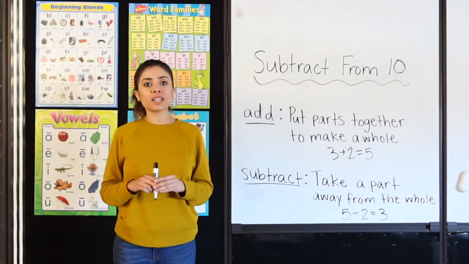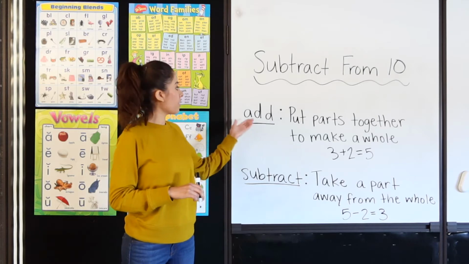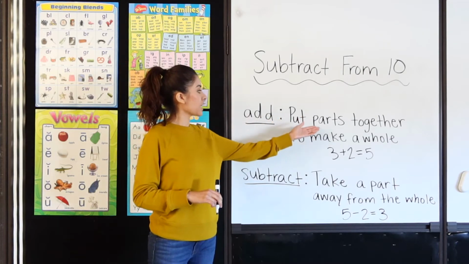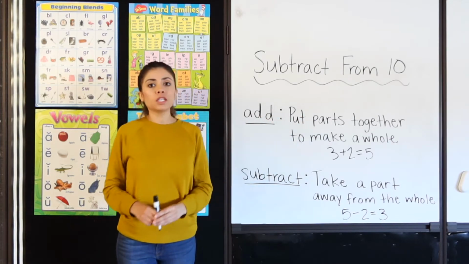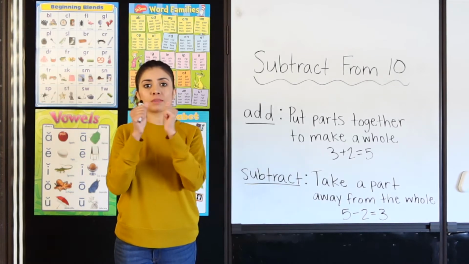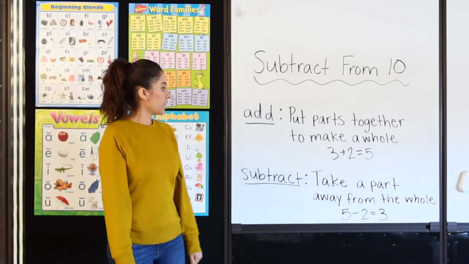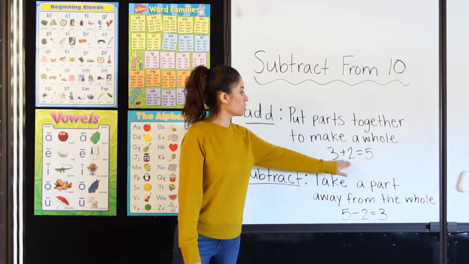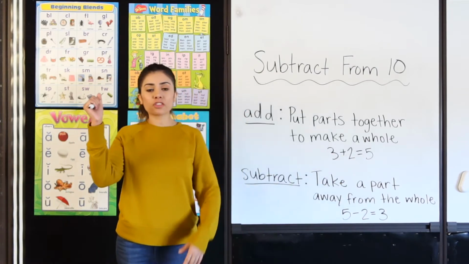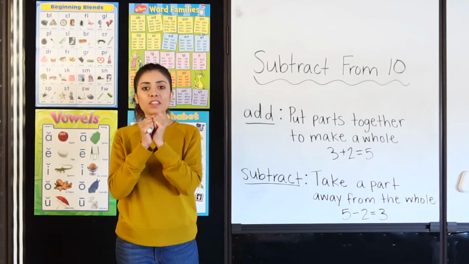Now before we get into the lesson, let's remember that add means to put parts together to make a whole. So I have part and part, I put them together, make a whole. Here I have 3 plus 2 equals 5. I take 3 and 2, put them together to make 5.